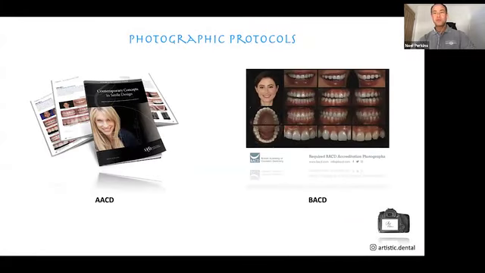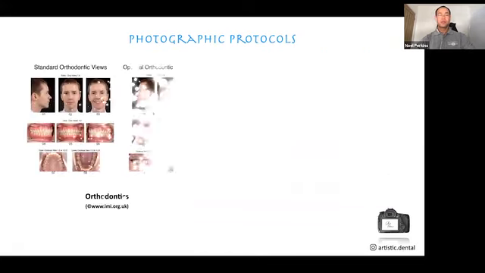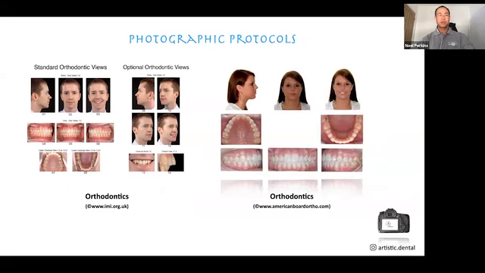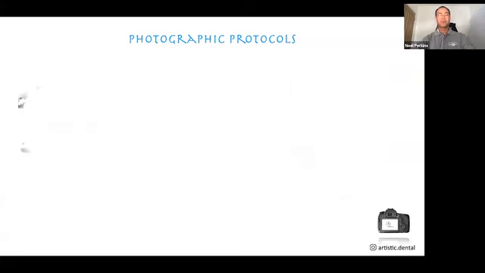All right, so the two most common photographic protocols are either AACD or BACD. The AACD is a subset of BACD because you've got basically 12 views for AACD, 15 views for BACD. If you're doing orthodontics, then you've got 8 standard views, and then you've got optional orthodontic views. On the left side, this is from the Institute of Medical Illustrators in the UK, and that's regarded as the gold standard for orthodontic photography.